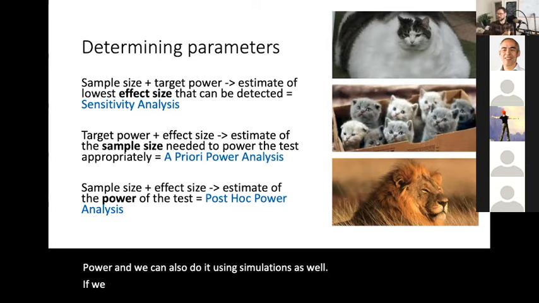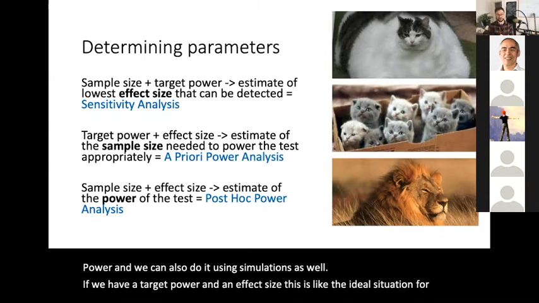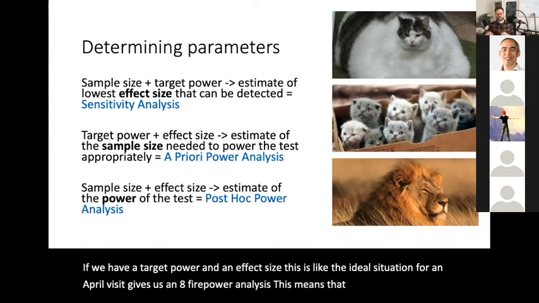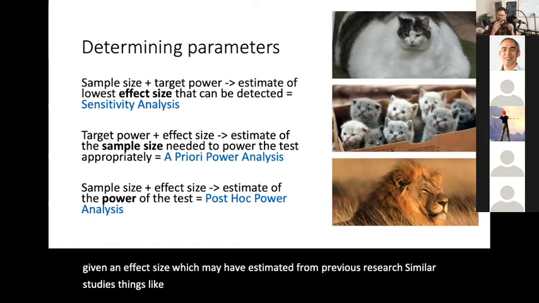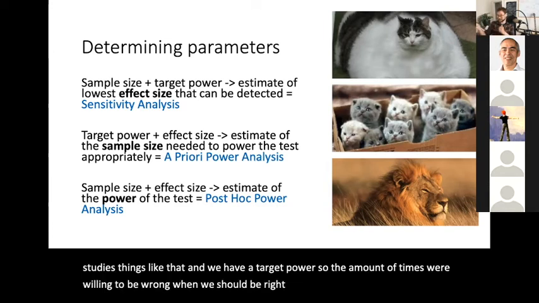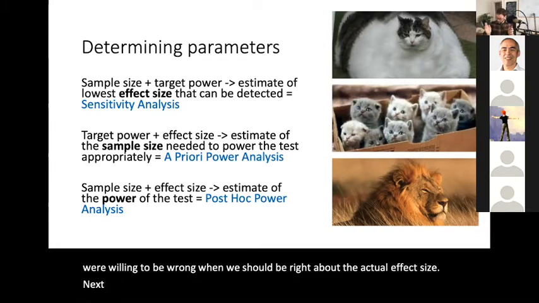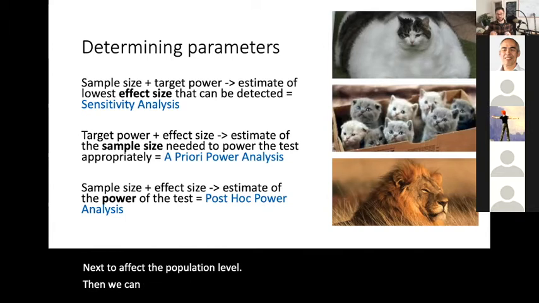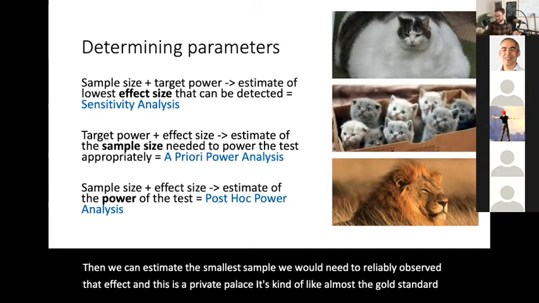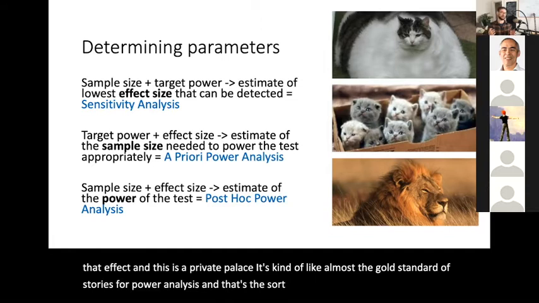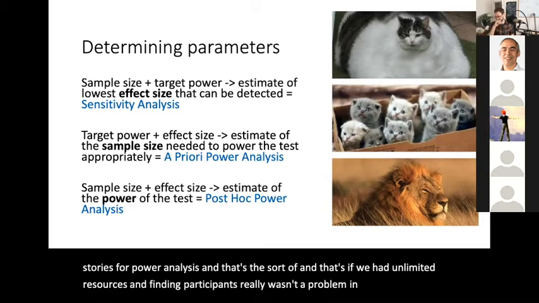If we have a target power and an effect size, this is the ideal situation, and it gives us an a priori power analysis. This means that, given an effect size, which we may have estimated from previous research, similar studies, and we have a target power, so the amount of times we're willing to be wrong when we should be right about the actual effect at population level, then we can estimate the smallest sample we would need to reliably observe that effect. This is a priori power analysis. It's almost the gold standard for power analyses, if we had unlimited resources and finding participants really wasn't a problem in the slightest.